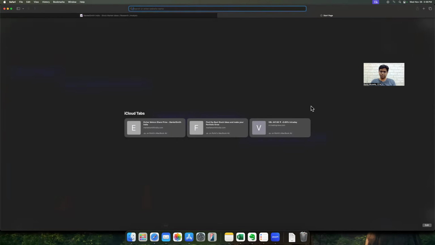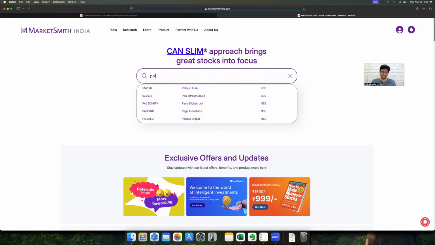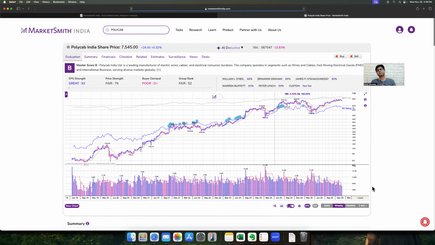So let me show you an example. Let's go to MarketSmith. Let's go to a stock, let's say Polycab. So let's go to the weekly time frame. I will open this.